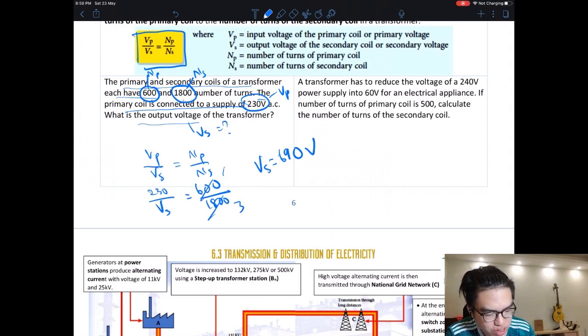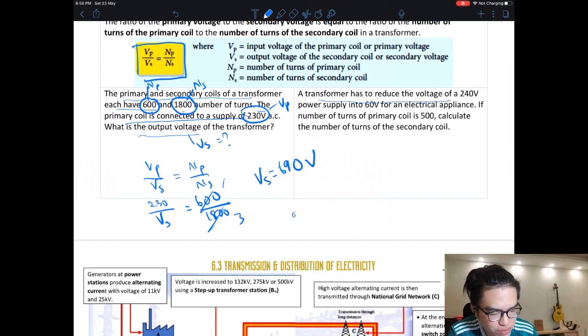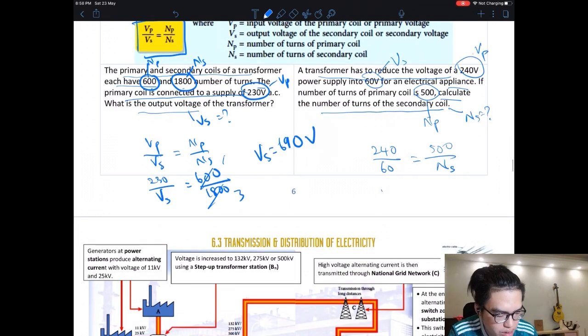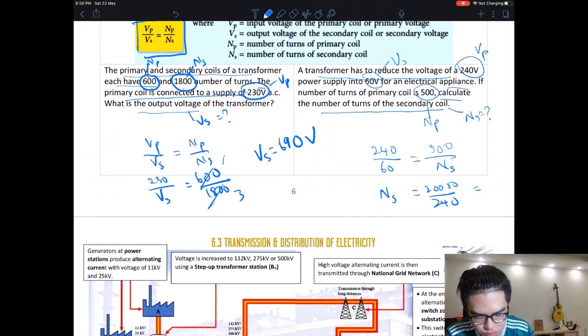A transformer has to reduce the voltage from 240 to 60. So this is my Vp going in, this is my Vs coming out. If the number of turns of primary is 500, so this is Np, calculate the number of turns of the secondary coil, meaning they want the Ns. Again, sub in the formula: 240 over 60 equals 500 over unknown. Throw here, throw there, and you should get 30,000 divided by 240.